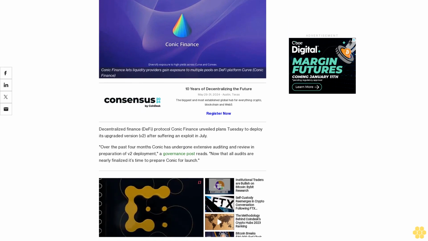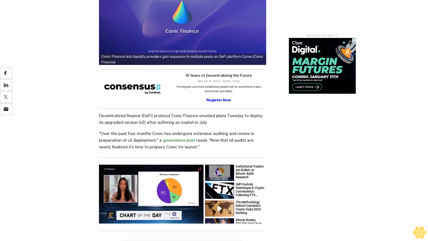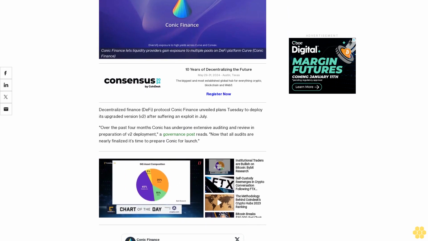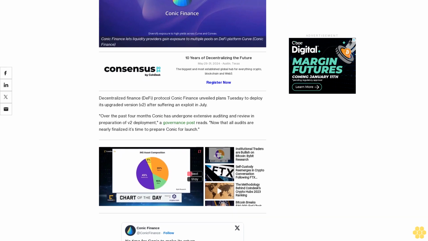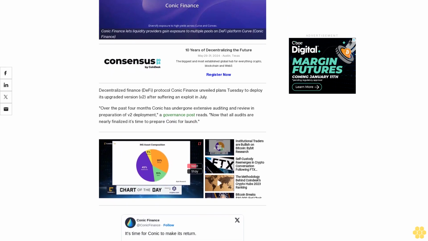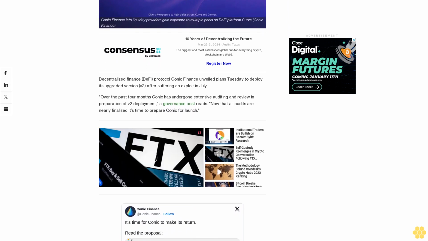July. Over the past 4 months, Conic has undergone extensive auditing and review in preparation of V2 deployment, a governance post reads. Now that all audits are nearly finalized, it's time to prepare Conic for launch. The protocol's governance token CNC jumped about 50% to $2.20 immediately after the announcement, CoinGecko data shows.